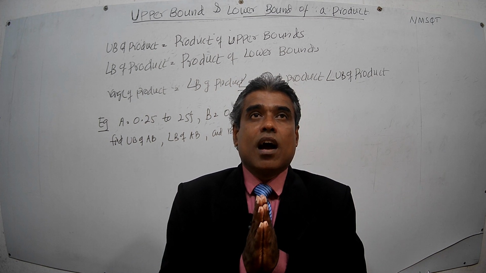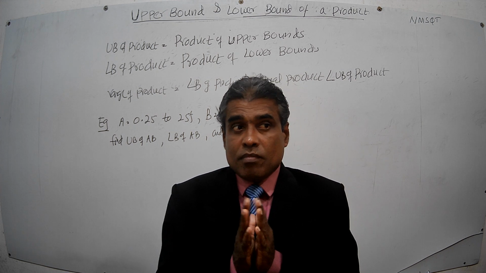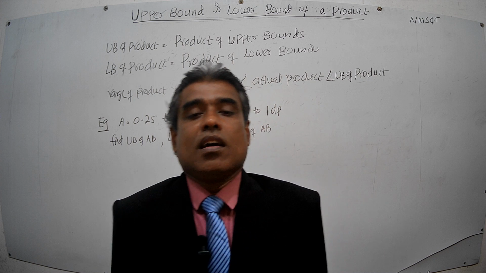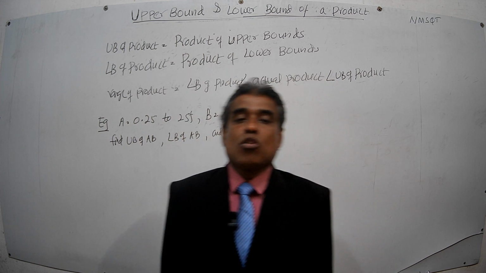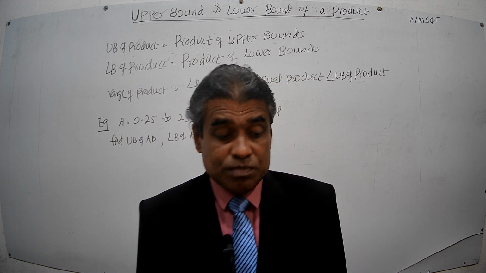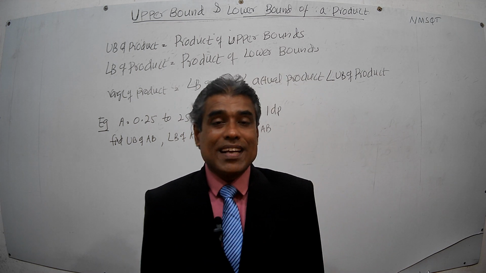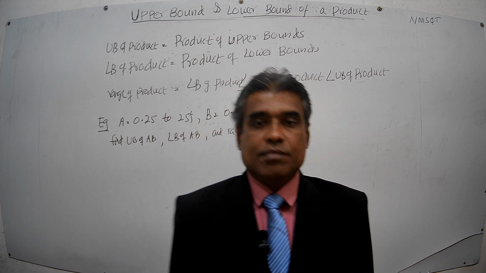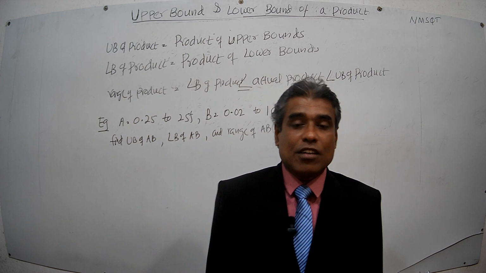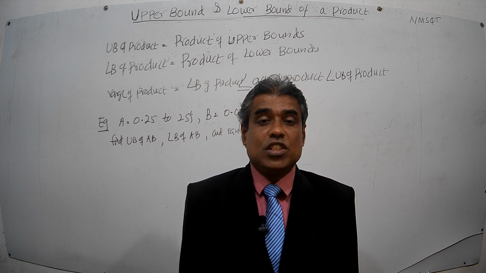We have learned before how to find the upper bound and lower bound of a single corrected value, by using the formula: upper bound equals corrected value plus degree of accuracy over 2, lower bound equals corrected value minus degree of accuracy over 2. Now today we are going to see how to find the upper bound and lower bound of the product of two corrected values in this video.